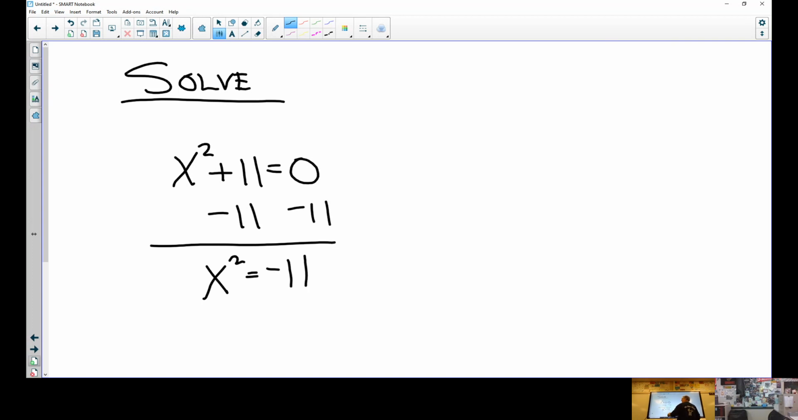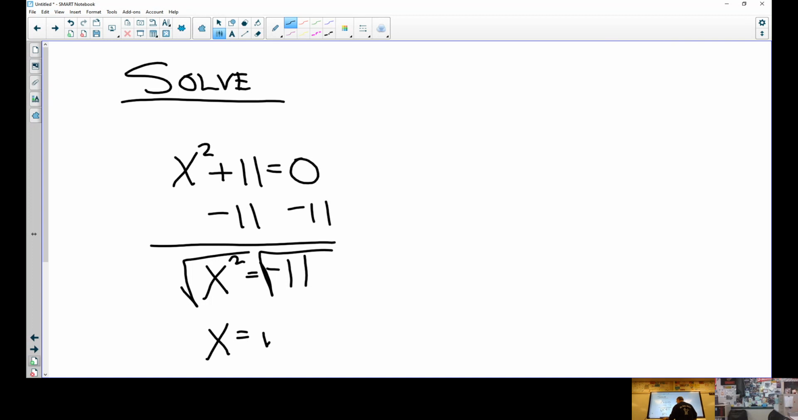Now I've got x squared, I got to get to x. So I take the square root of both sides. So on this side, square root of x squared is x. Now I know we just got done saying that was absolute value x, but we're going to deal with that on the other side, because what it's going to tell us here, the square root of negative 11, that's the square root of negative 1 times 11.